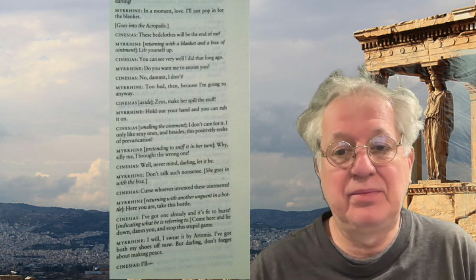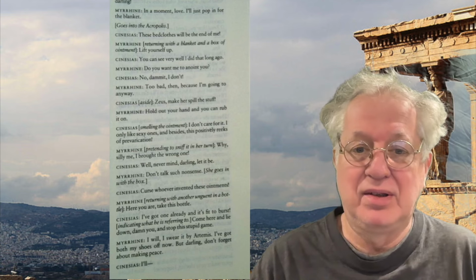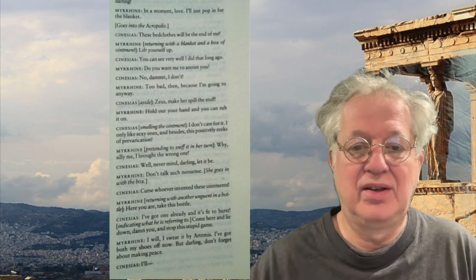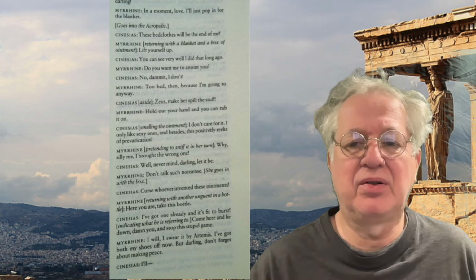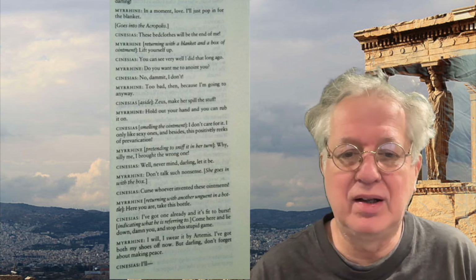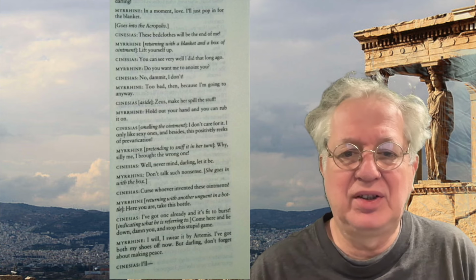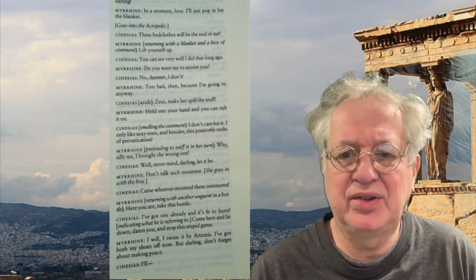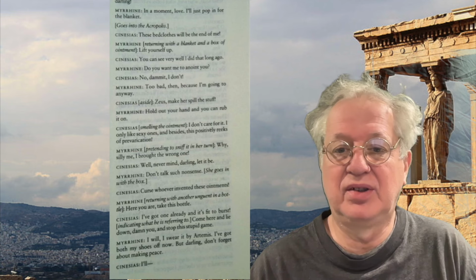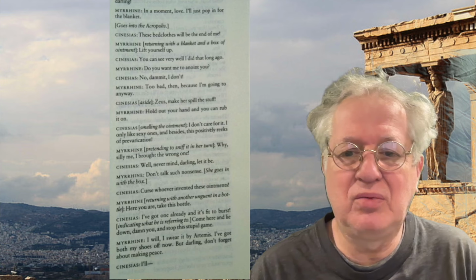She says, do you want me to anoint you? Synesius says, no, damn it, I don't. Myrrhine says, too bad then, because I'm going to anyway. And Synesius says aside, Zeus, make her spill the stuff. Myrrhine says, hold out your hand and you can rub it on. And Synesius says, I don't care for it. I only like sexy ones. And besides, this positively reeks of prevarication. Myrrhine, pretending to sniff it in her turn, says, why, silly me, I brought the wrong one.